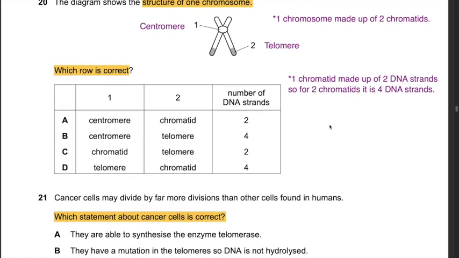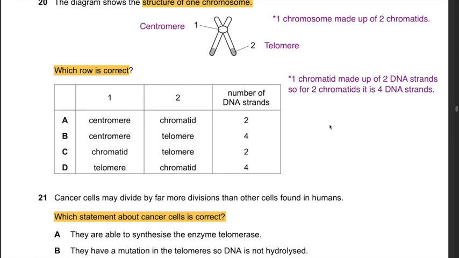Question 20. The diagram shows the structure of one chromosome. Which row is correct? I have labeled over here what the parts of a chromosome are. So 1 represents a centromere. It is what holds the two chromatids together, and 2 represents telomere. And remember, one chromosome is made up of 2 chromatids, and telomeres lie towards the end of a chromatid, as shown by number 2. So which row is correct? 1 is centromere, leaving us with the answer being either A or B, and 2 is telomere. So the answer must be answer B.